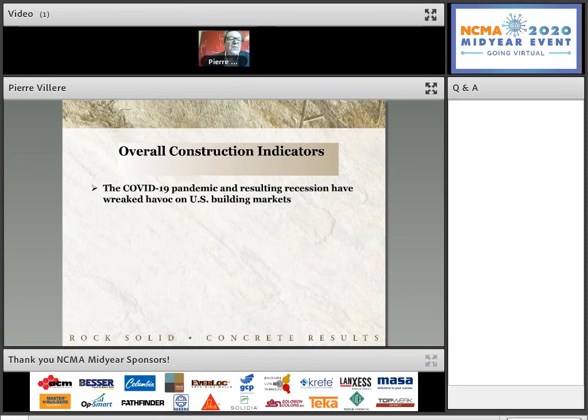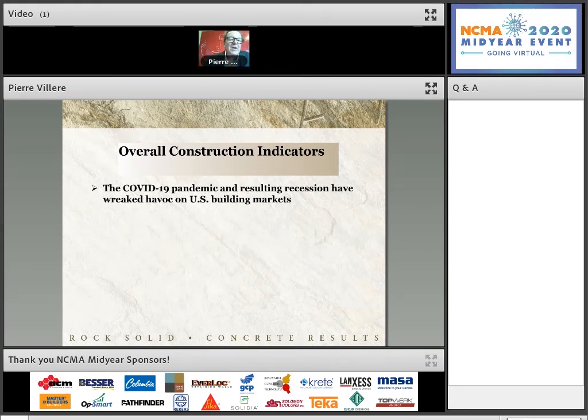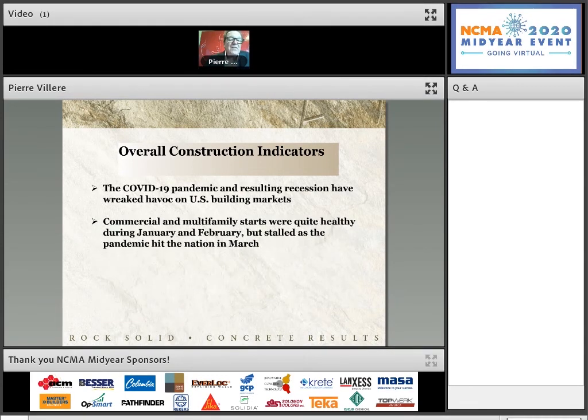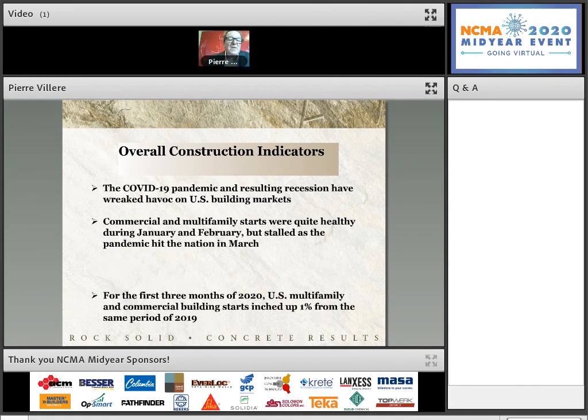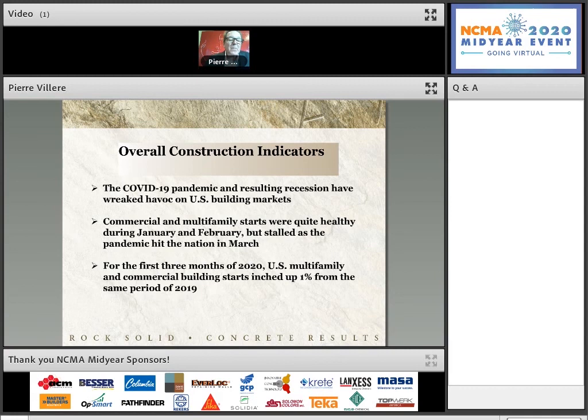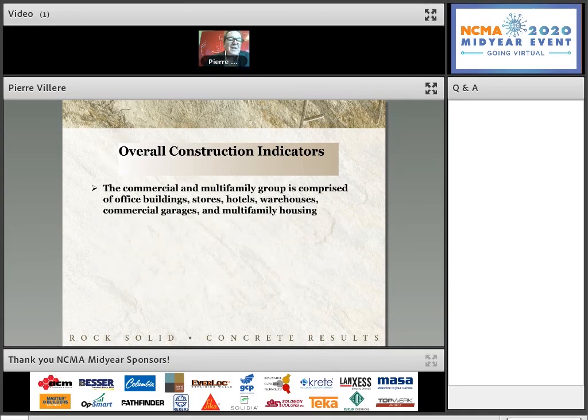Here's some overall construction indicators. The COVID-19 pandemic and resulting recession have wreaked havoc on the U.S. building market. Commercial and multifamily starts were quite healthy during January and February, but stalled as the pandemic hit the nation in March. For the first 3 months of 2020, U.S. multifamily and commercial building starts inched up 1% from the same period in 2019.